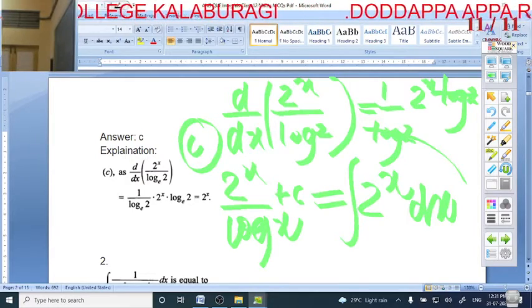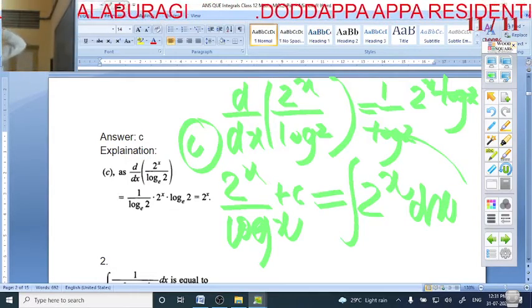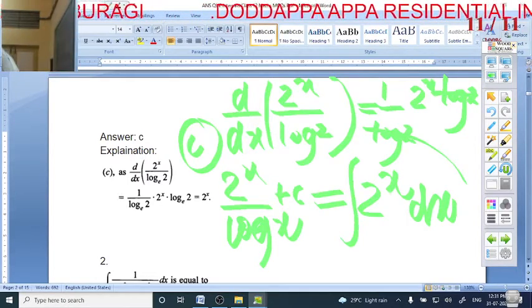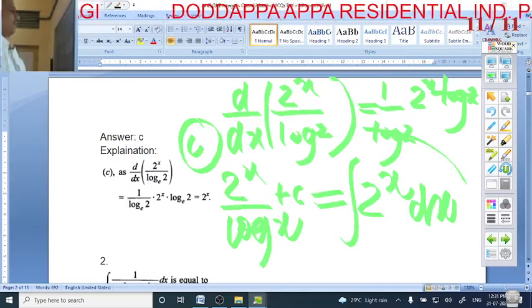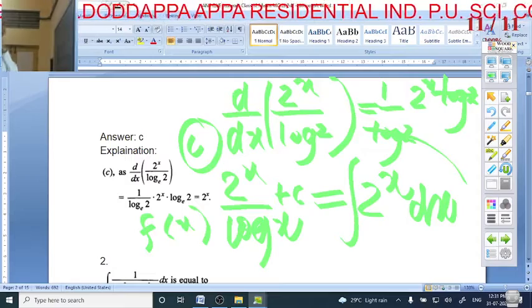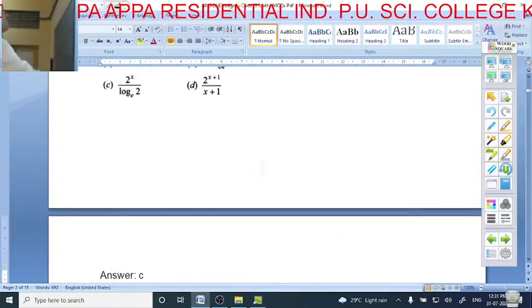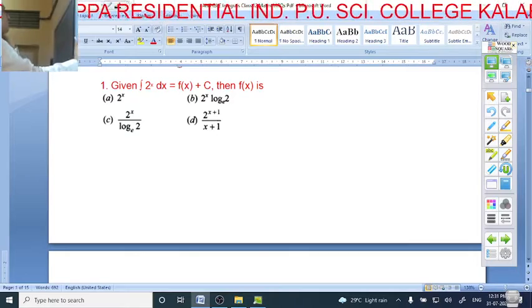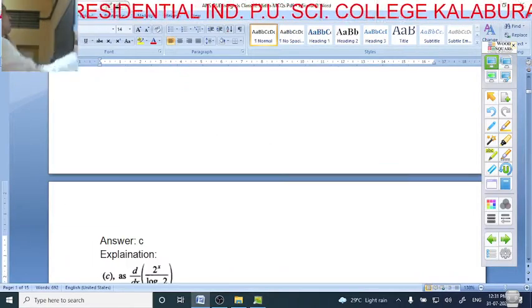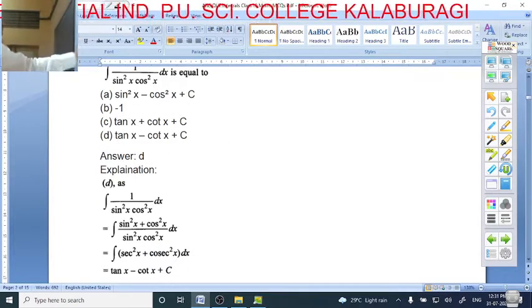So that formula plays a very important role. Integration and differentiation give the function itself. This is how we are calculating the answer, which we need in the form of f of x. Now we are moving towards the second example. Here we have calculated f of x, 2^x divided by log 2. Now come to the next example.